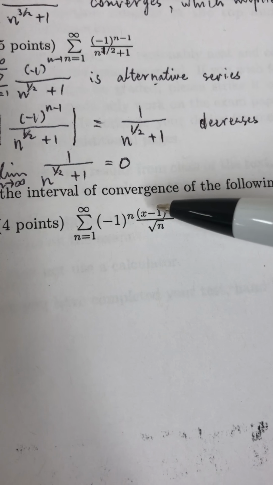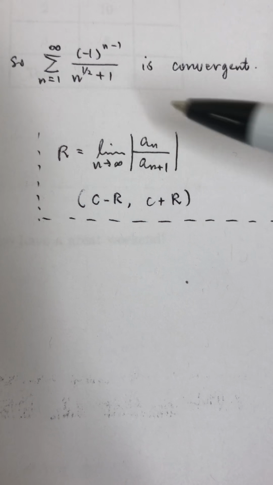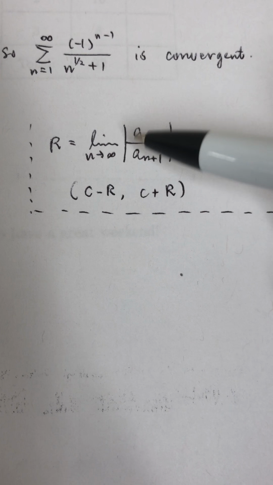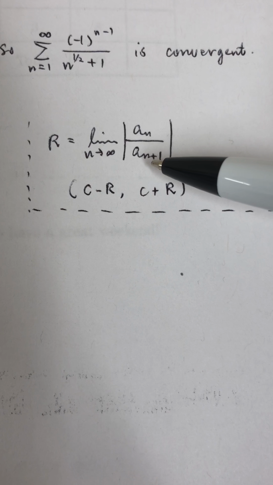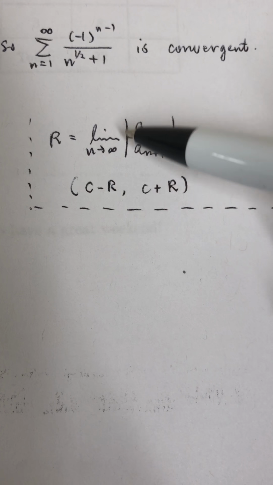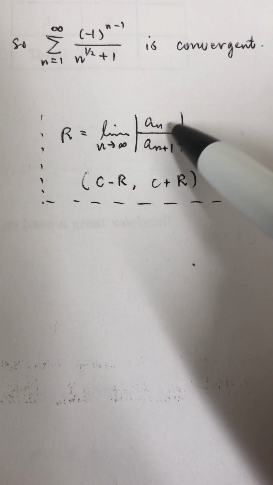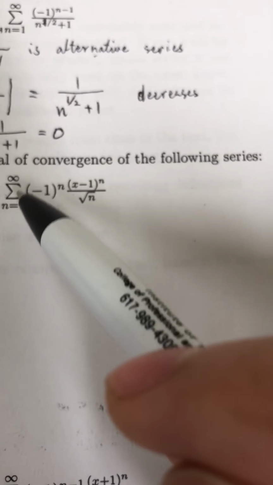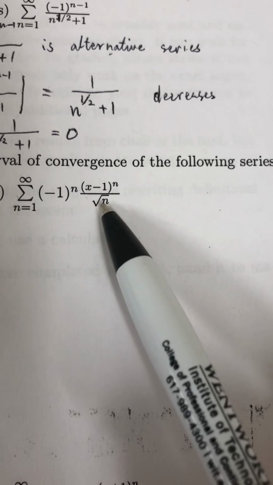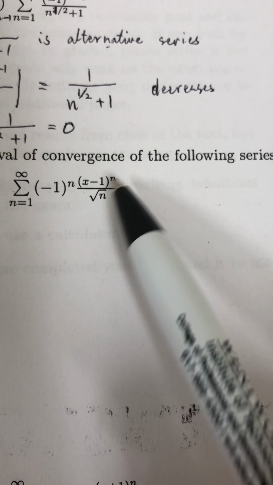If you want to find the interval of convergence, you need to use the formula here for the radius of the interval. That is given by the limit of the absolute value of an over an plus 1. Here I have to point out that an is not the general term in the series. Instead, it's the coefficient of the x minus 1 to the power of n.